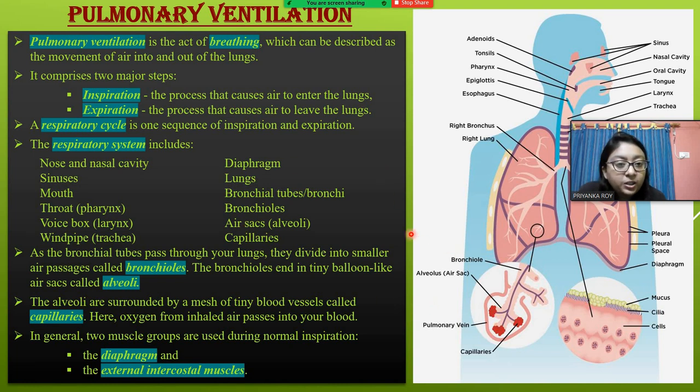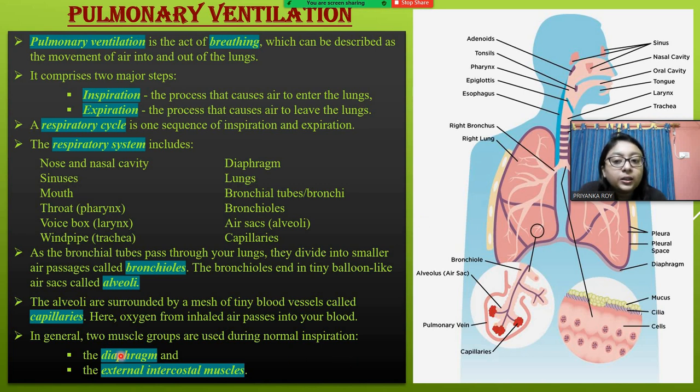Now respiration includes two steps mainly. One is inspiration, that is the air entering into the lungs, and the other is expiration, which is the air leaving the lungs. This inspiration and expiration constitutes one respiratory cycle.